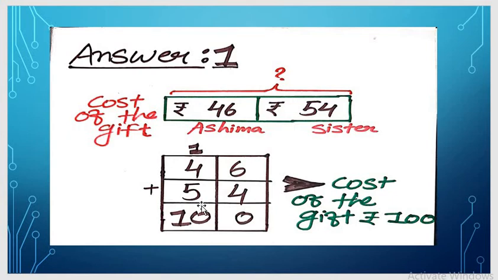5 plus 5, how many? 10. The answer is what? Not 10, 100. 0 with 0. Okay, so 100.